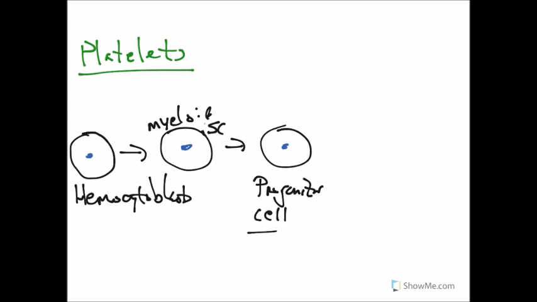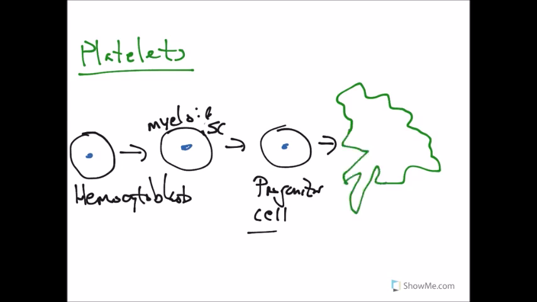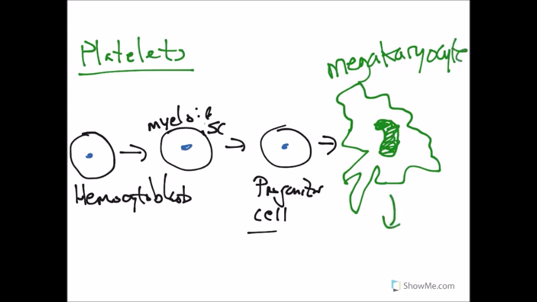What I want to show you is that this cell becomes a very large, blobbed-out sort of cell with a fairly large nucleus, referred to as a megakaryocyte. And what the megakaryocyte will do is flake off and give rise to all these individual platelets.